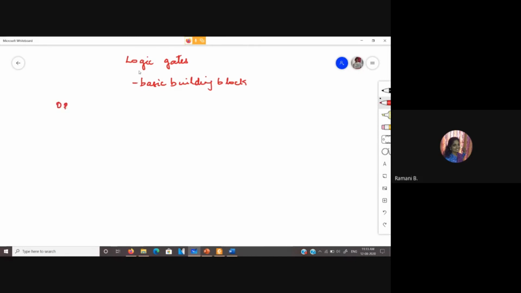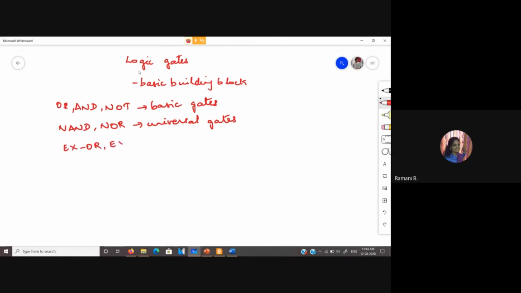In this we have basically the OR gates, AND gates, and NOT gates. These are called the basic gates. We also have other gates such as the NAND gate and NOR gate. These two gates we call universal gates. We will come across why it is called so. We also have additional gates, XOR and XNOR gates. These are the basic gates we come across in the whole of digital system design.